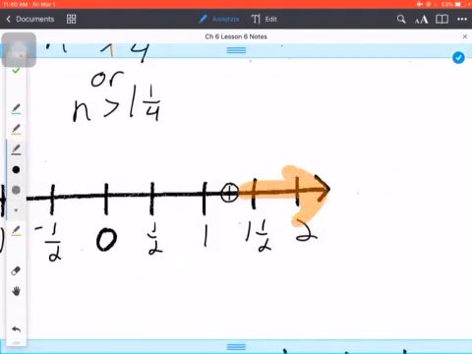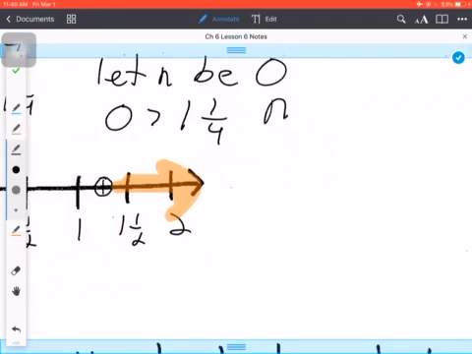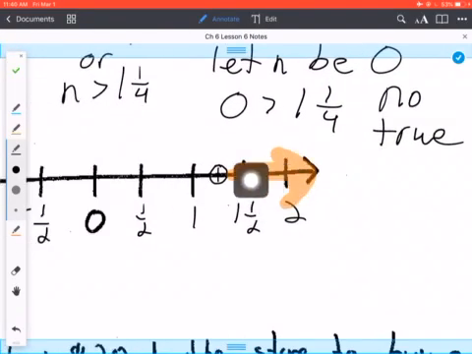Now, one little trick that I like is I like substituting 0 in for n. So I'm going to let n be 0. So I'm going to say 0 is greater than 1 1/4. And what I want to do is see if this is actually true or not. Because if it's true, then the arrow that I draw is going to be pointing towards 0. And if it's not true, it's going to point away from 0. So in this case, 0 is greater than 1 1/4 is not true. So I want to point my arrow, in this case, away from 0. So 0 is not part of the solution.